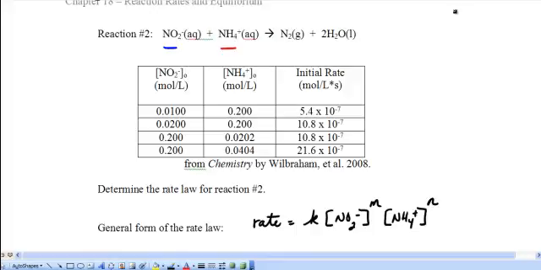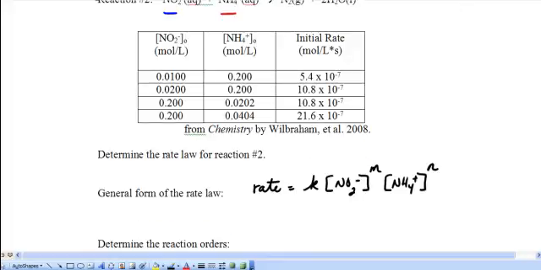You only use the reactants, not the products, because the products are barely formed at this point and there's no reverse reaction, so you don't need to worry about that. So there's the general form of the rate law. Now you need to determine the reaction orders. Well, again, all you need to do is watch how the concentrations change and then watch how the rates change with it.